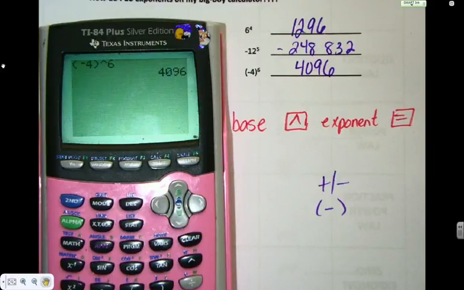Okay, so most people are going to open a bracket first, then negative 4 or 4 negative, then close the bracket, then your exponent key, then the exponent of 6. And then close the bracket.